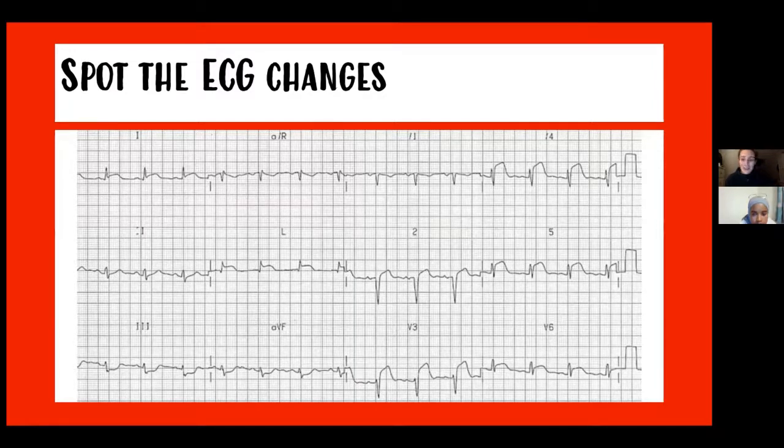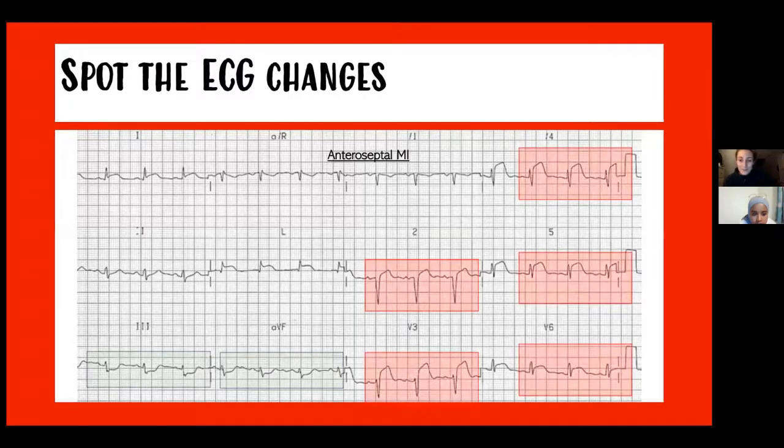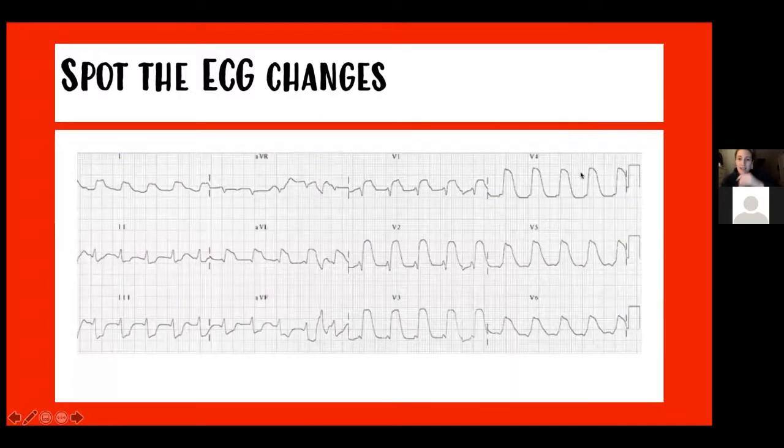So I've done the green boxes. Sorry, I don't know if you see these are green. So that's the reciprocal changes. Yeah, we've got an anterior one. There's that ST elevation. And then this is the final one.